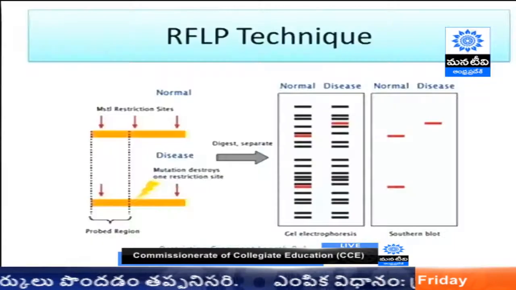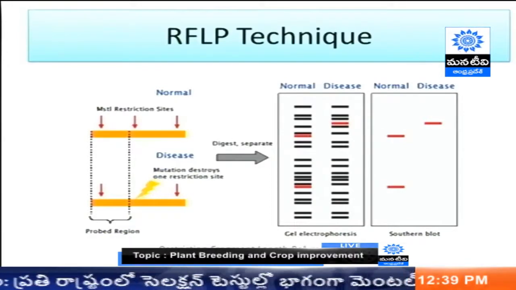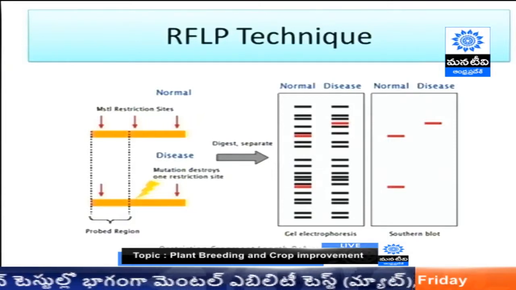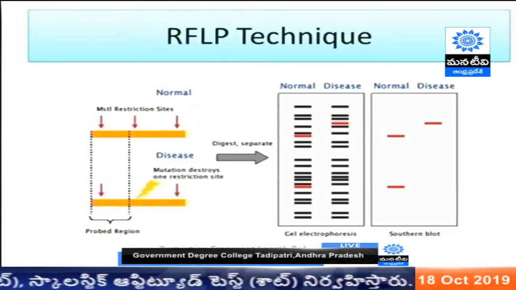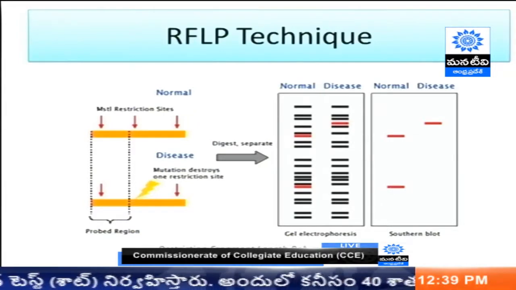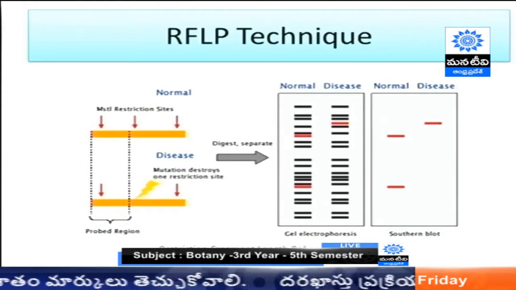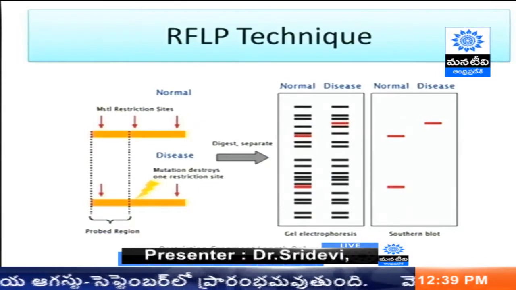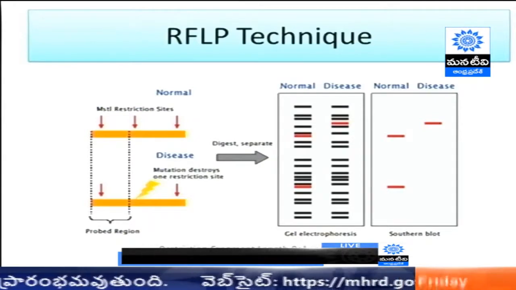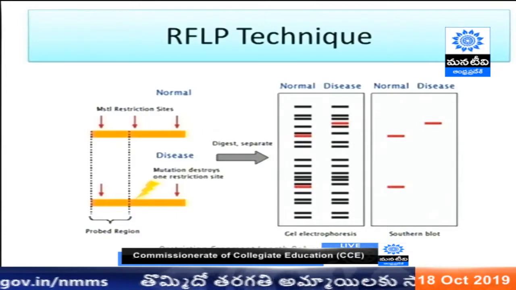Next is the RFLP technique, where you are observing different types of bands. In the normal case you are watching two bands, whereas in the disease case a special band is displayed in the Southern blot diagram. After gel electrophoresis, when the radioactively labeled probe detects the RFLP bands on the gel, one more band is there in the disease causing strain.